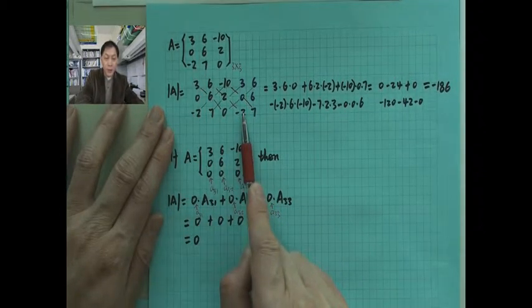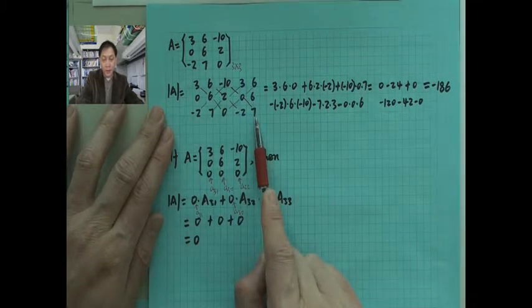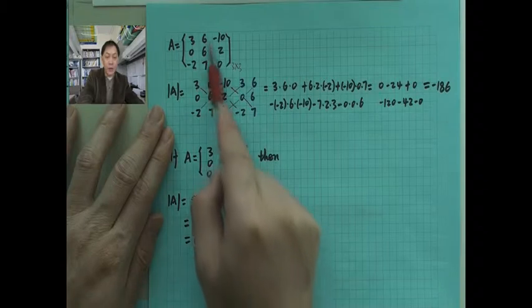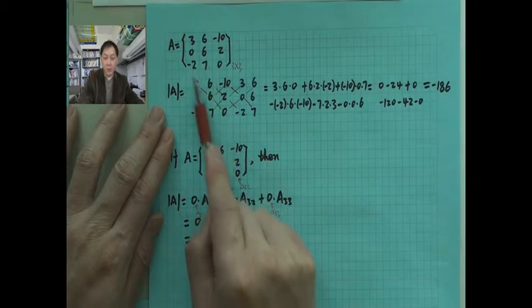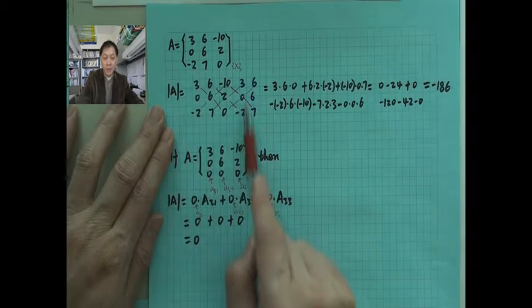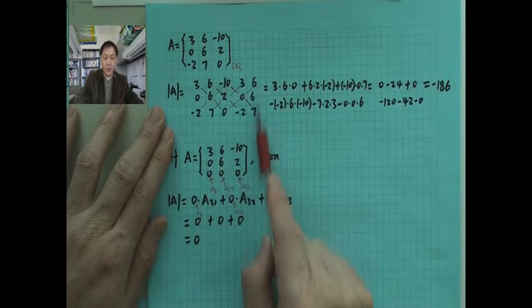You put column 1 here, 3, 0, -2, from here. And you put another column, 6, 6, 7, right here. So basically you write down the original matrix and then add two more columns: column 1, plus column 2 right here.